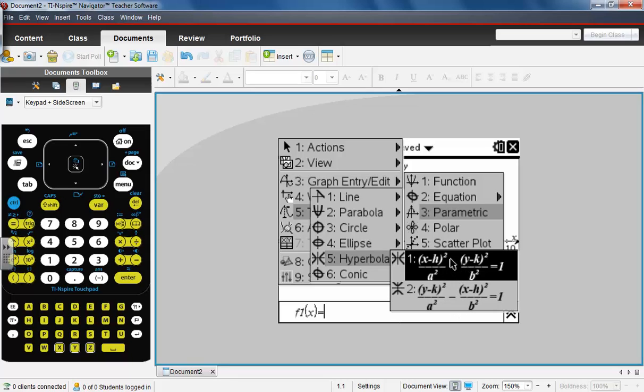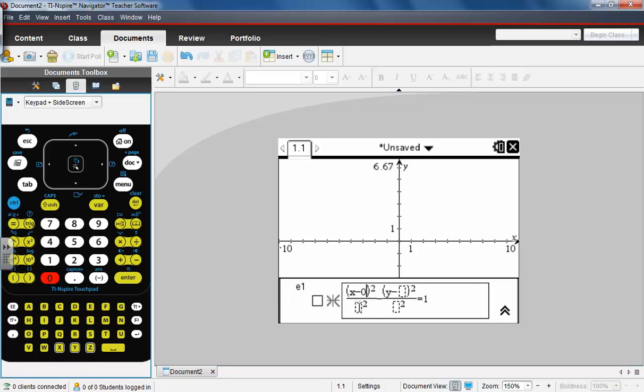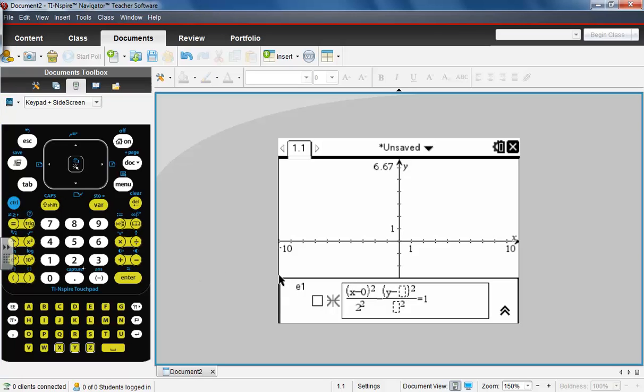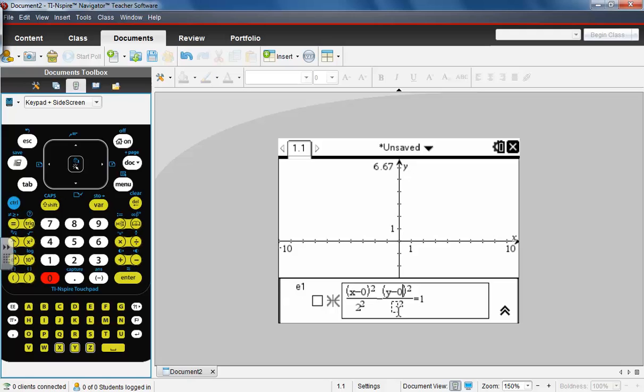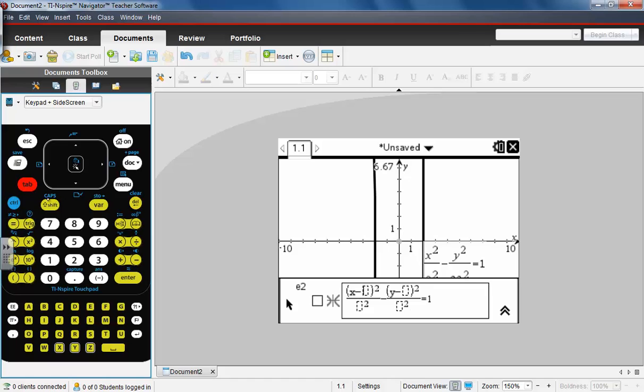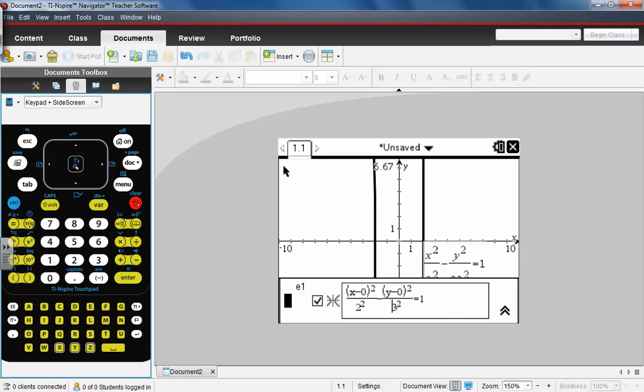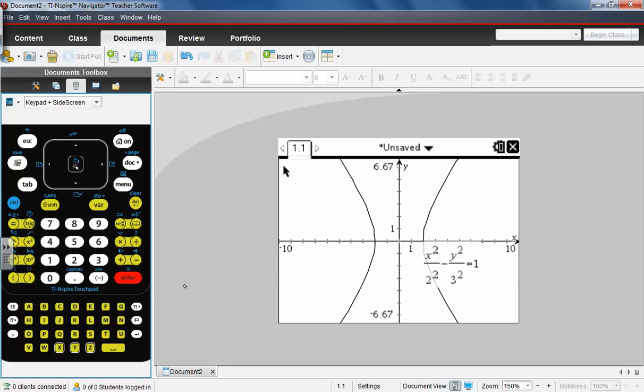For this particular one, we're going to use this template. So we're just going to enter X minus 0 over 2 squared, Y minus 0 over 3 squared, and enter. And I hit the wrong thing. Hang on. Go back up there. I put 33, and that would be very large. We don't want that. So 3 squared, that's better. Alright, that's what we want to see.